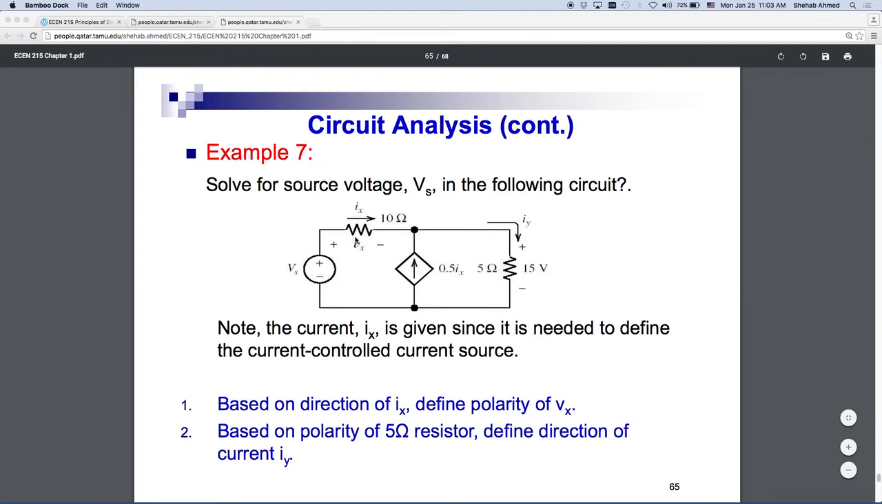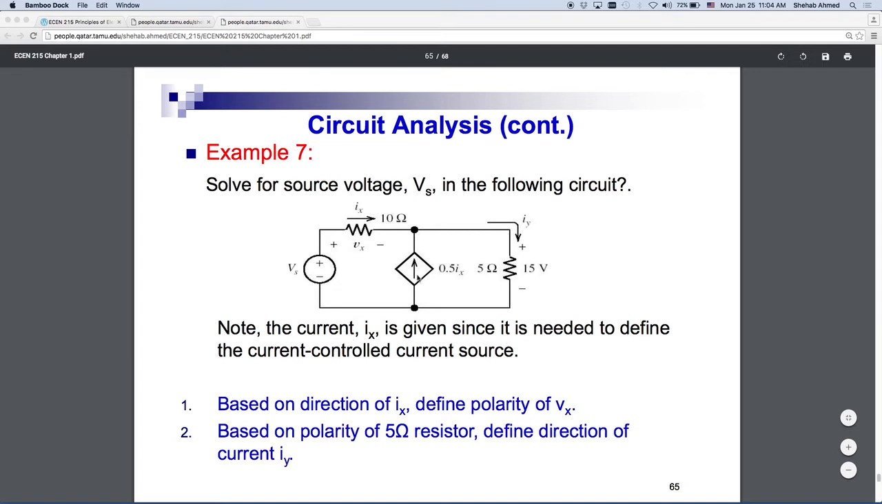The what? Excuse me? Current flow in the resistor? The variable, the dependent current source.